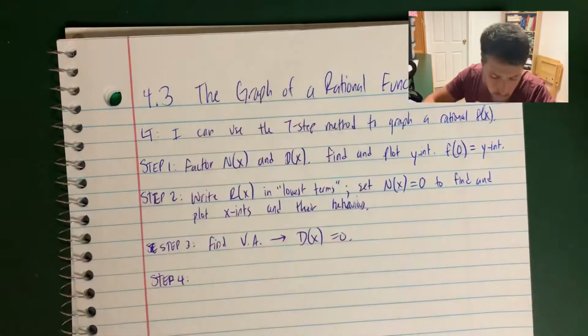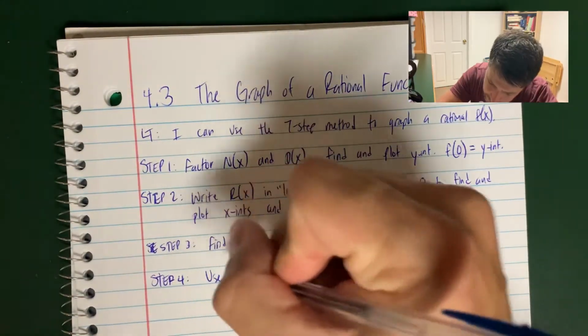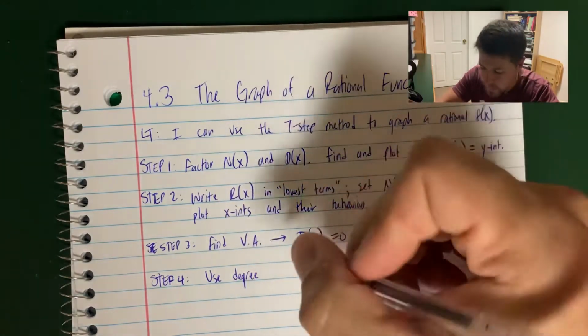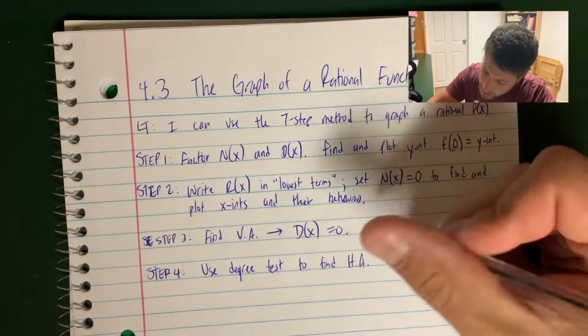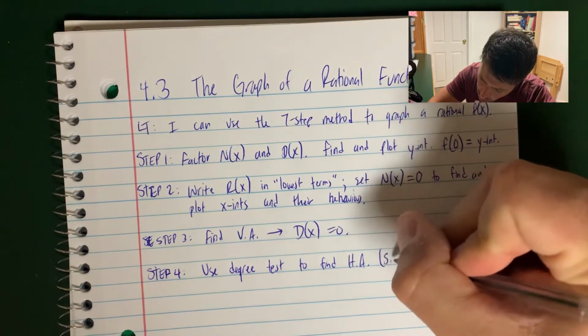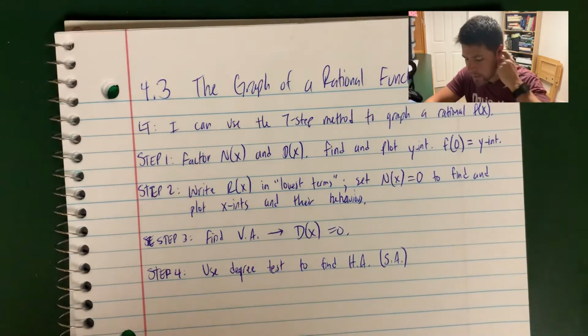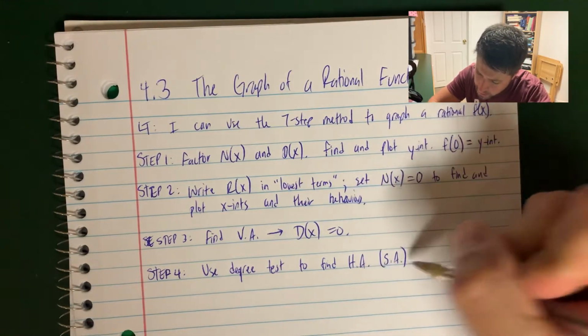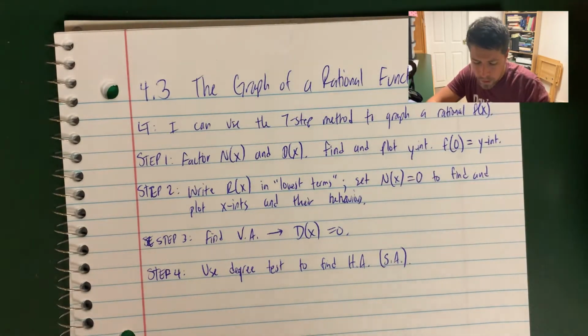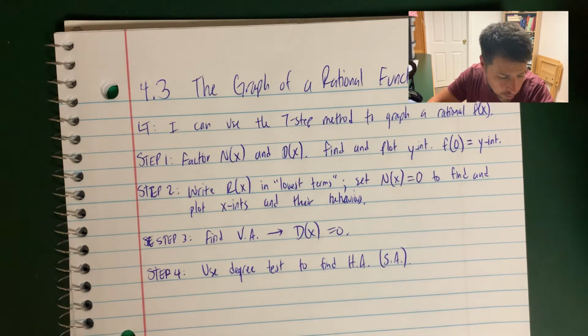Step 4, we are going to use the degree test, which we also talked about in section 4.2, to find the horizontal asymptotes. And in the case of the degree test, we could also find if there's a slant asymptote, if the degree on the top is 1 more than the bottom. So these kind of go together. You can't have both. You can have just a horizontal or a slant.